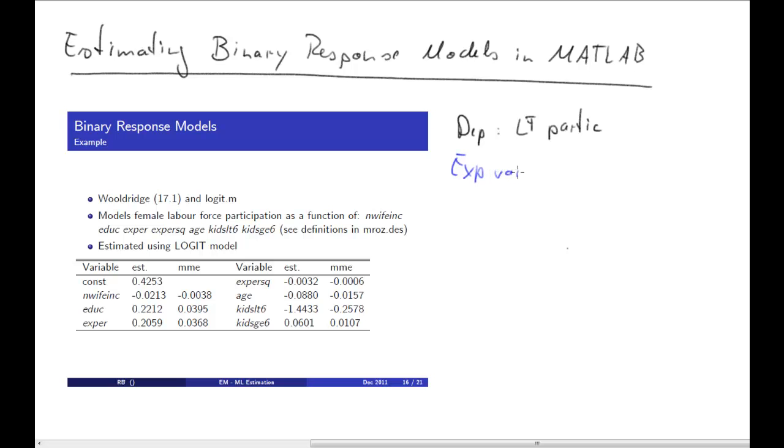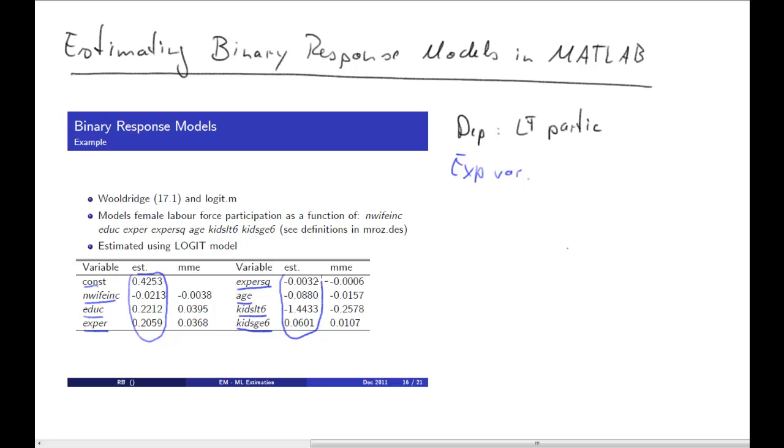explanatory variables, we have non-wife income, education of the female, experience, experience squared, age, how many kids below 6 and how many kids above 6, and there's a constant, and these here are the estimated coefficients.